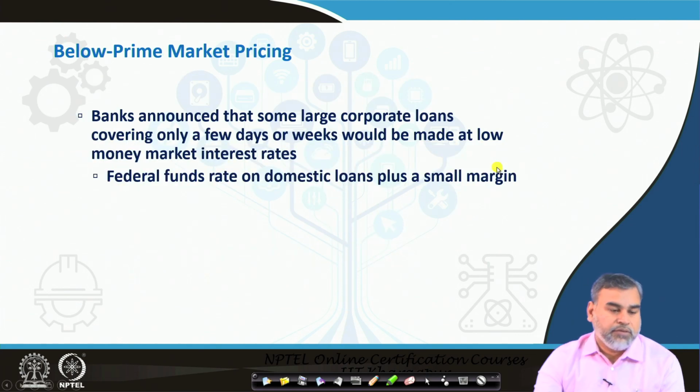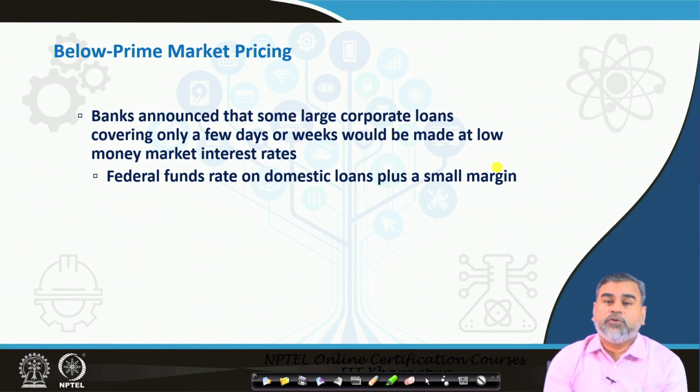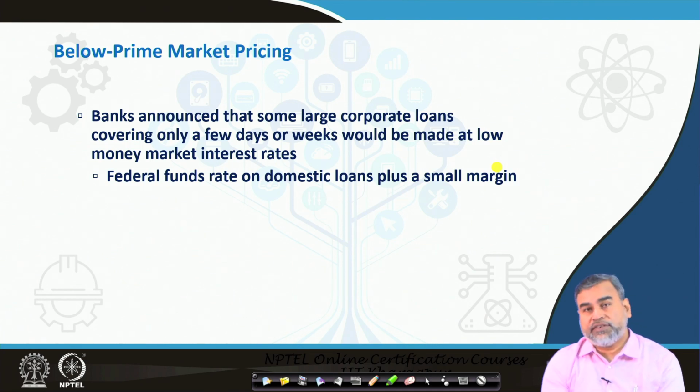Then we have the below prime market pricing. Sometimes the banks announce that some large corporate loans covering only a few days or weeks should be made at low money market interest rates. That means it is highly subsidized. That means below the prime lending rate the loans can be given, or below the base rate, or below the MCLR.